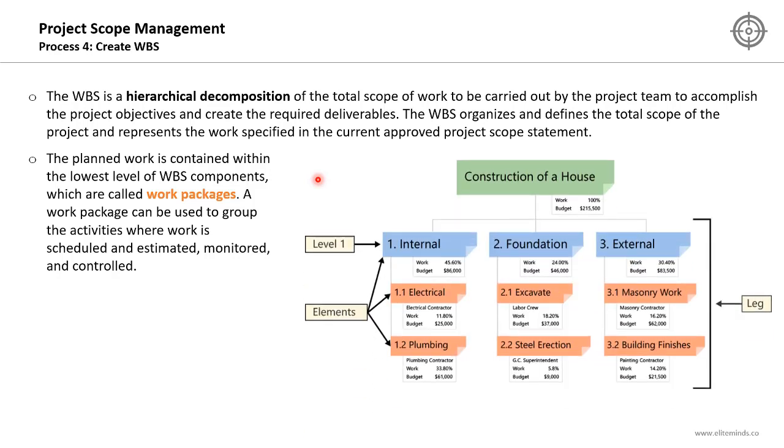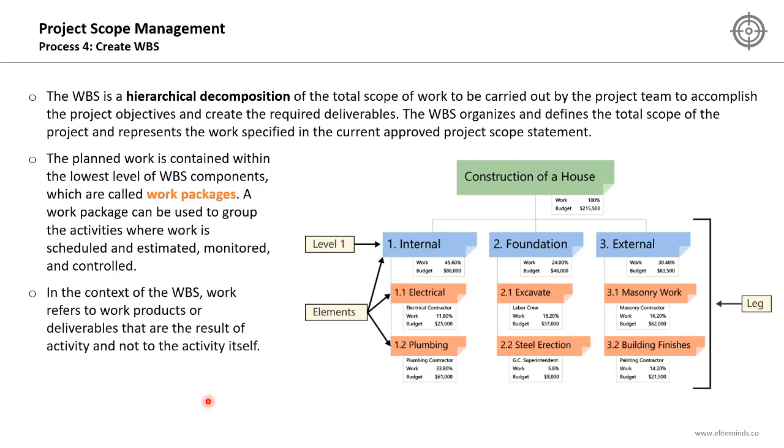Here is an example of how the work breakdown structure will look for a simple construction of a house project. The final deliverable of this project is constructing a house, and then it was decomposed into three parts. The first one is the internal scope, then the foundation scope, and then the external scope. And then we started breaking down and decomposing each part into smaller packages. The lowest level here is known as the work package level. In the context of the work breakdown structure, the work refers to work products or deliverables that are the result of the activity and not the activity itself.